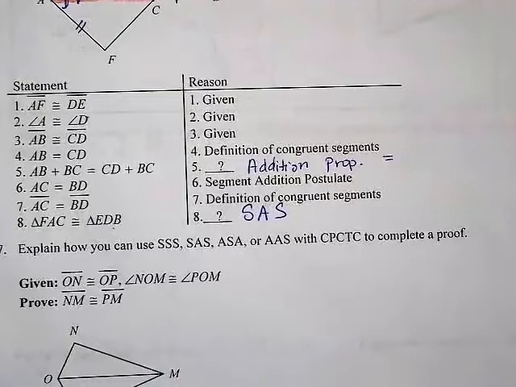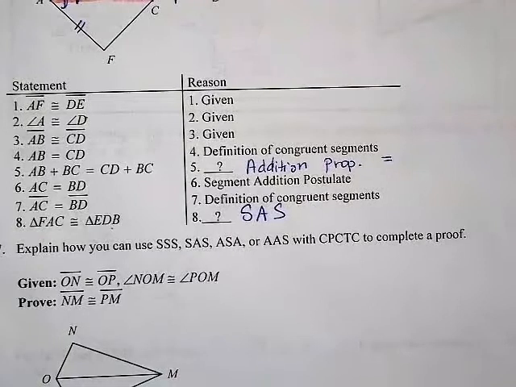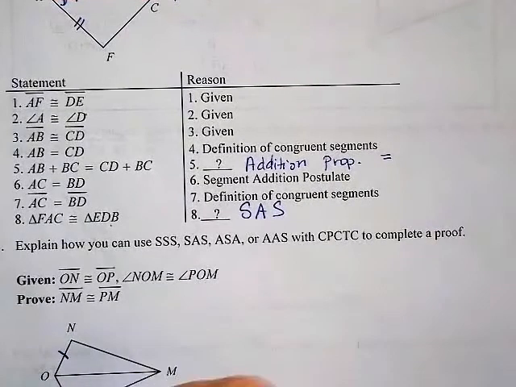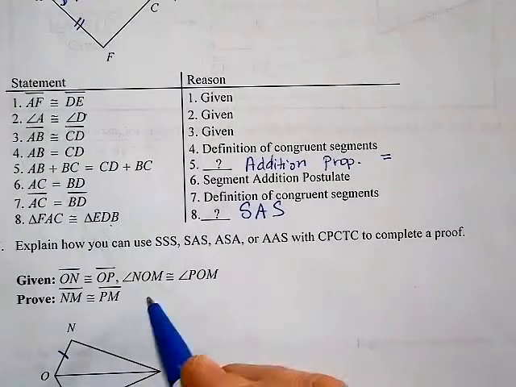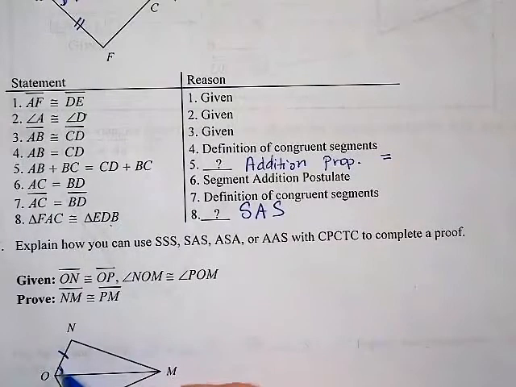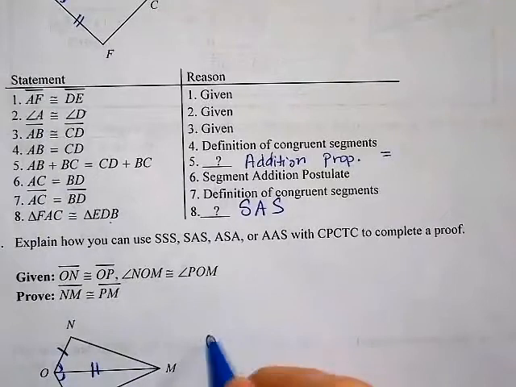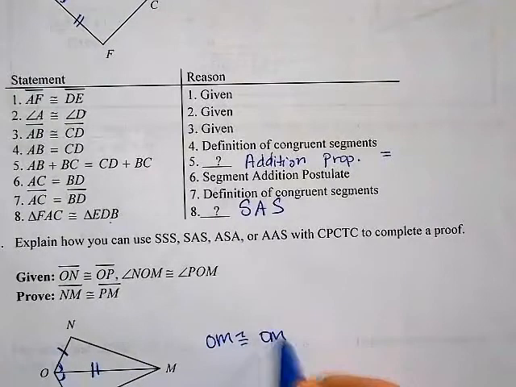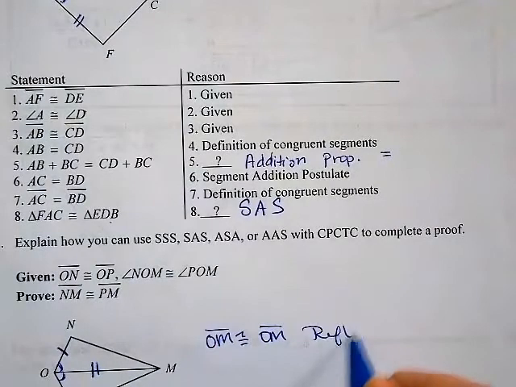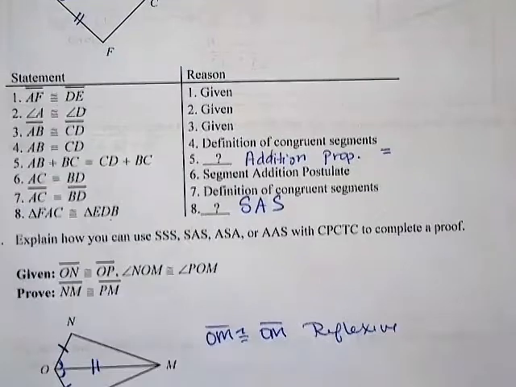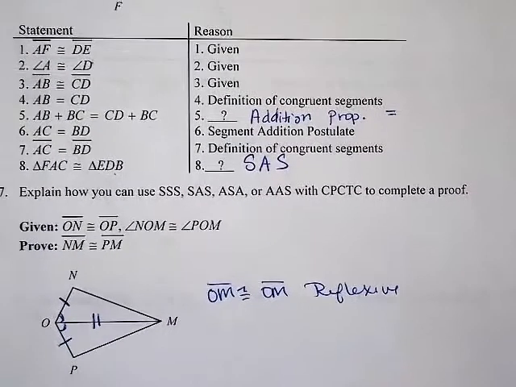Explain how you can use these to complete the proof. Given ON is congruent to OP and NOM is congruent to POM. What else do you know about this picture that's not given but that you know for sure is congruent? Okay, OM is congruent to OM by what property? Then what can you use to prove the triangles are congruent?